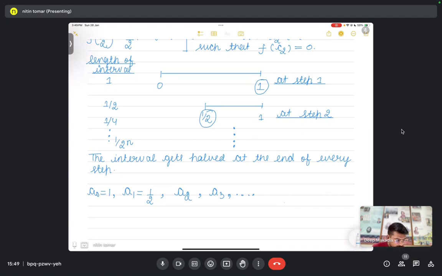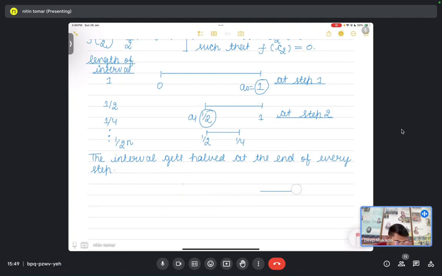And it should converge to... No, this is not the length. This is not the length. A0 was 1, A1 was half. Again, let us say you will bisect it, right? Let us say that number is 1/4 for the time being. Then your A2 will be 1/4.